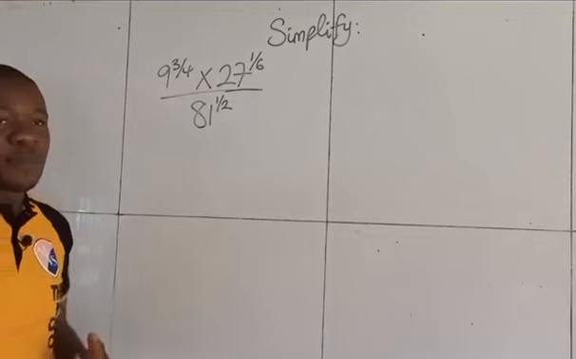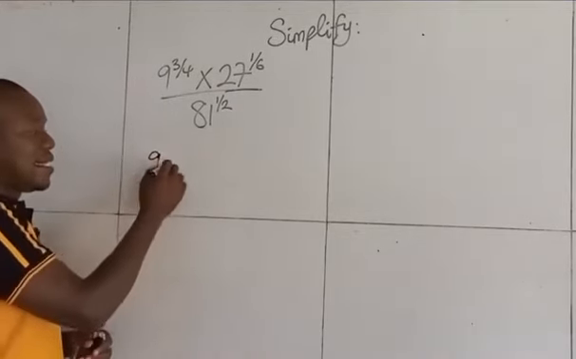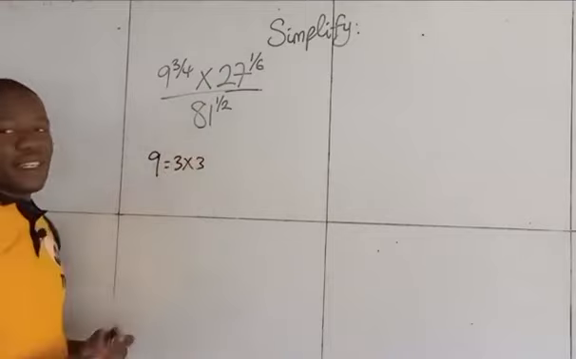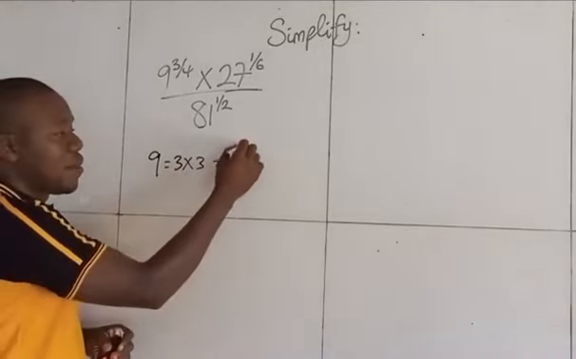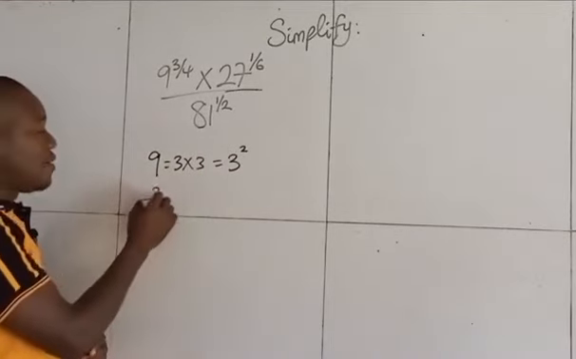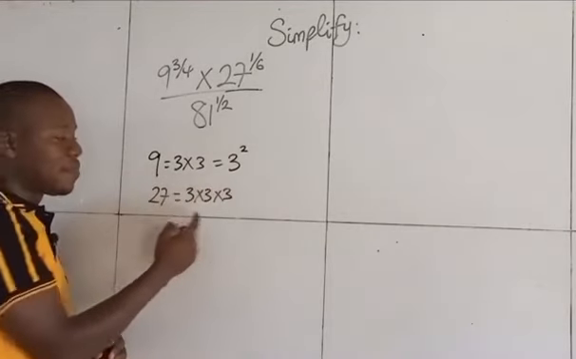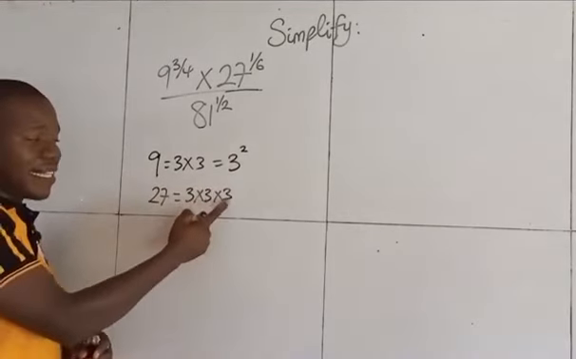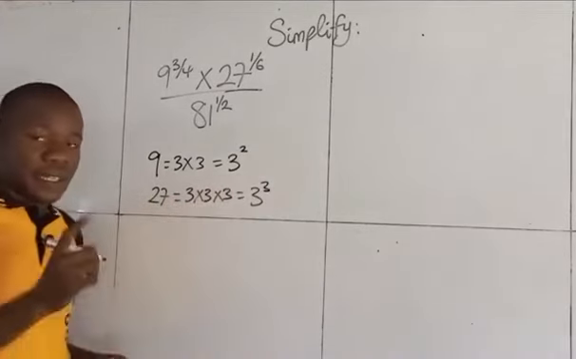They can all be expressed as powers of 3, because 9 is the same as 3 times 3. Of course, 3 times 3 gives you 9. In power form, this is written as 3 to the power of 2, because we have two 3's. So 27 similarly is the same as 3 times 3 times 3. 3 times 3 is 9, 9 times 3 is 27. And that is 3 raised to the power 3 in index form.